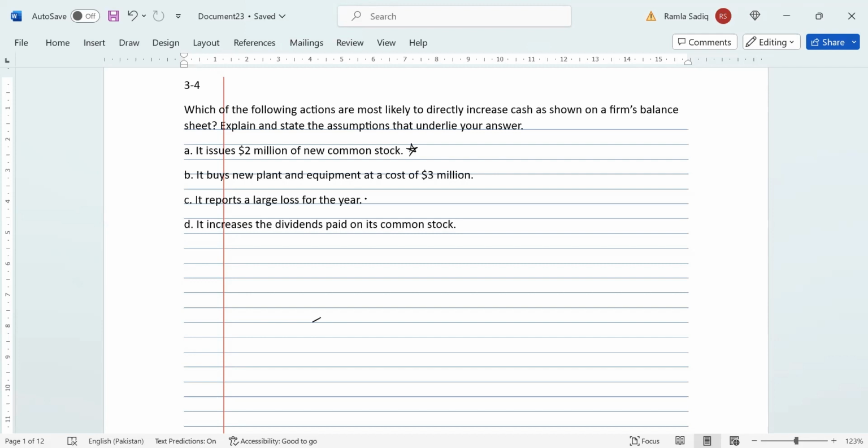When we consider statement C, it reports a large loss for the year. This too would actually decrease cash. Why? Because we've probably had a greater cash outflow than inflow. This is going to decrease cash. Statement D, it increases the dividends paid on its common stock. Well, when we increase the payment, that will also decrease our cash holding. That means the only possible statement is that it issues $2 million of new common stock. That's it.